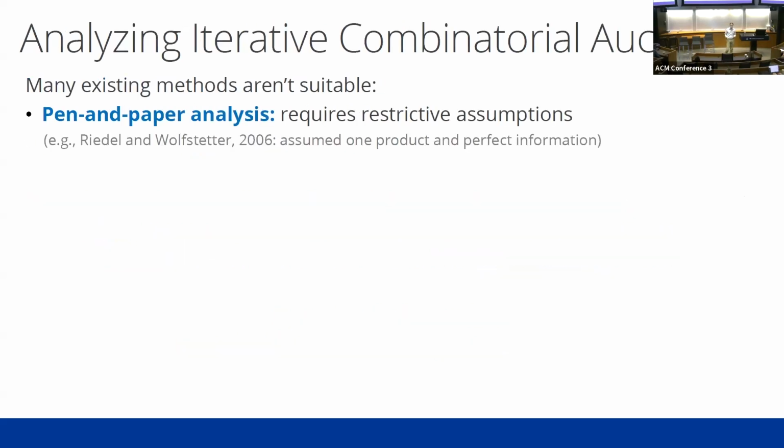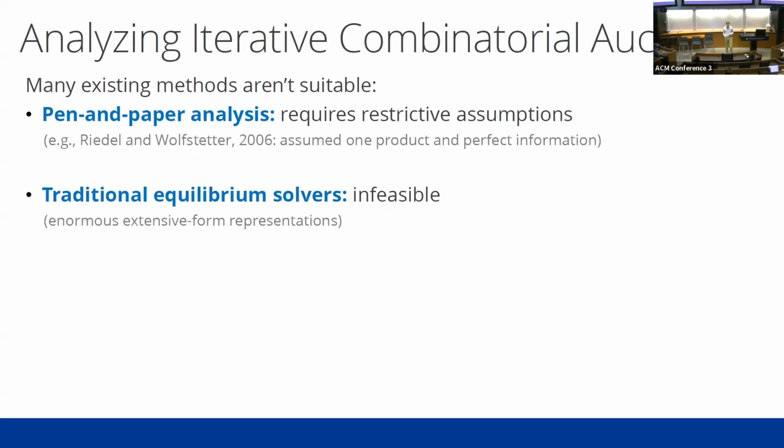Well, you could write down a model of the auction and try to find its Bayes-Nash equilibrium. That would work if we didn't need to make such restrictive assumptions to do it. This kind of analysis generally needs to make really strong assumptions like that there's one product and that everybody has perfect information about everyone else's values. You could also try to write down the extensive form representation of the game and throw it into a traditional equilibrium solver. But these things have enormous extensive form representations, and so this tends to be infeasible too.